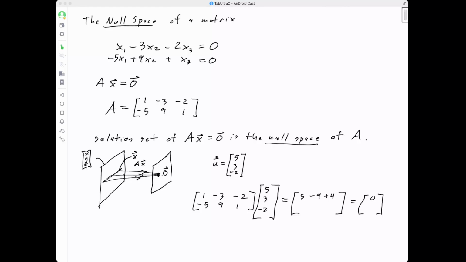Across the second row and down the column, negative 5 times 5 is negative 25, 9 times 3 is plus 27, plus 1 times negative 2 is minus 2. Negative 25 plus 27 minus 2 is 0. So because if I take A times U, I get the 0 vector, U is in the null space of A.